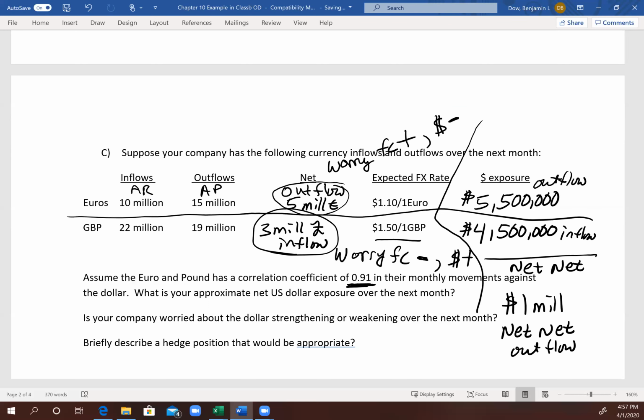Okay. So what would that mean? We'd be worried about the dollar weakening. Okay. What would we want to hedge? We don't want to hedge like $10 million worth, but what we would end up hedging is probably somewhere around 900,000 euros.